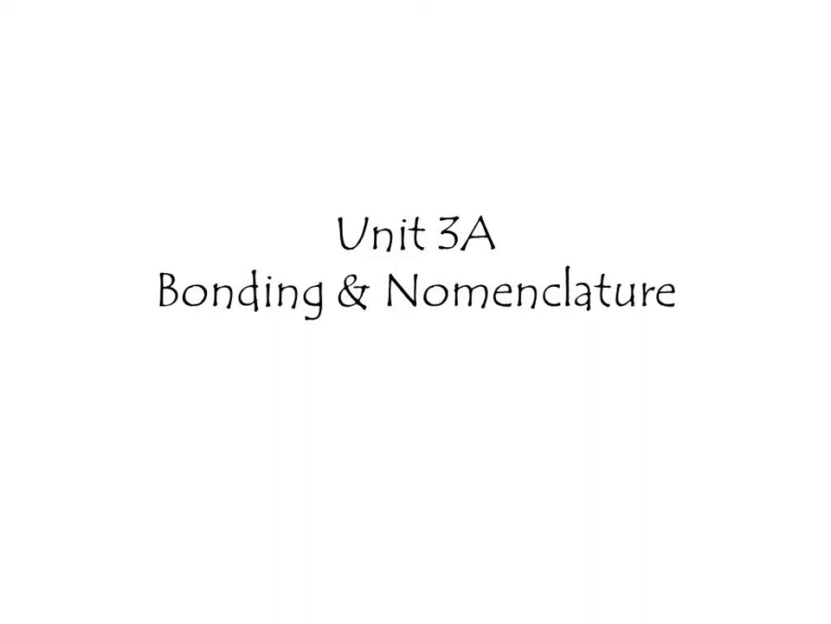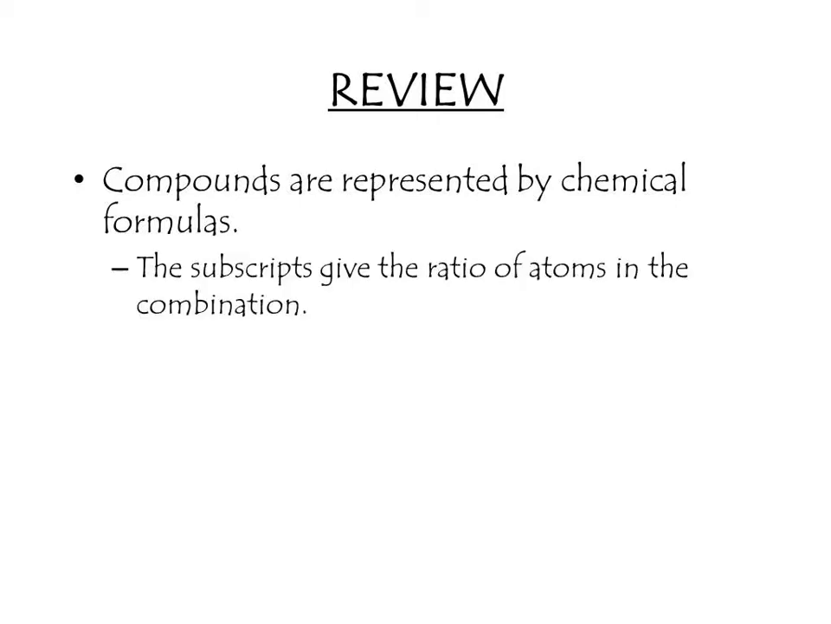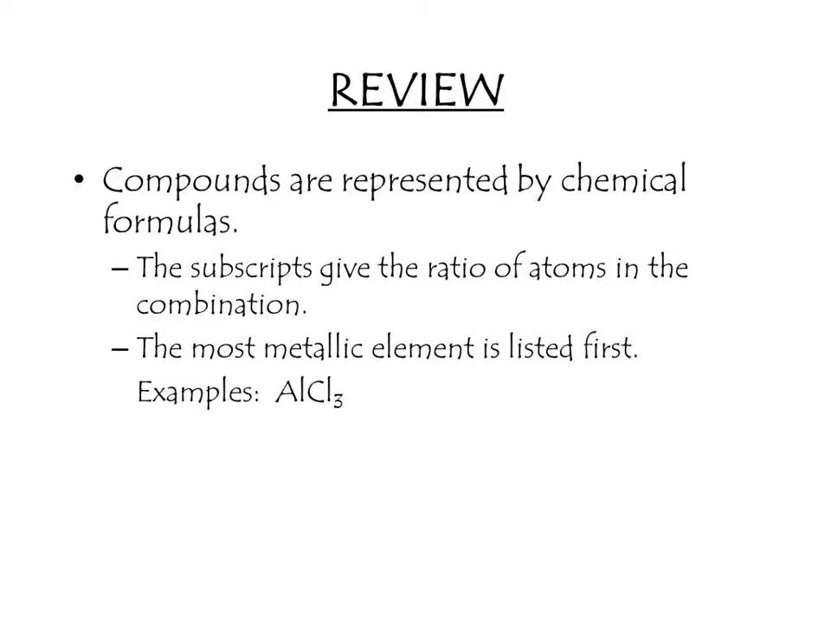So this unit is all about bonding and nomenclature. Before we talk about bonding, let's go ahead and review some things we covered back in Unit 1. First and foremost, compounds are represented by chemical formulas, and these chemical formulas are basically the ratio of atoms in the compound. And when we talk about the compounds, we usually list the most metallic element first. So for example, if we were to take aluminum chloride, aluminum is more metallic than chlorine, so it's first.